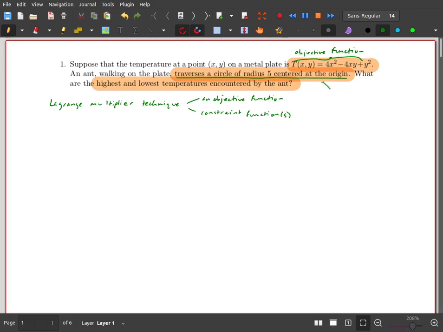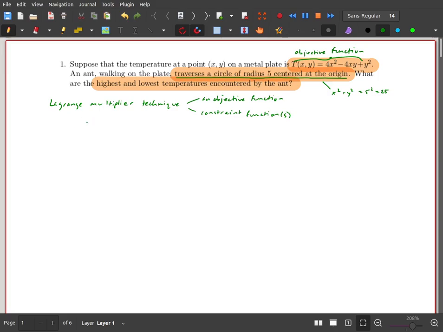And what is the circle? So we know that a circle is, of course, r squared. Well, let's do this in xyz. So x squared plus y squared will be equal to 5 squared, so that's 25. So that's a circle, and that's the only path that the ant can walk on. Then we'll use that to find the highest and lowest temperatures encountered by the ant.